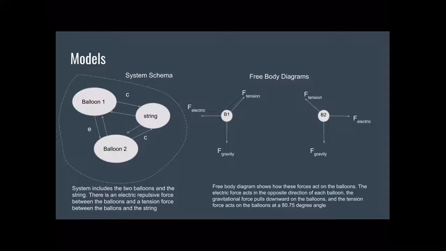The system schema includes the two balloons and the strings that they are both hanging from. There is an electric repulsive force between the balloons and a tension force between each balloon and the string it is hanging from. In the free body diagrams, we show that there is an electric force pointing in the opposite direction of the balloon it is repelling, a gravitational force that pulls downward on the balloons, and the tension force that acts on the balloons at an angle we found to be at a little over 80 degrees.